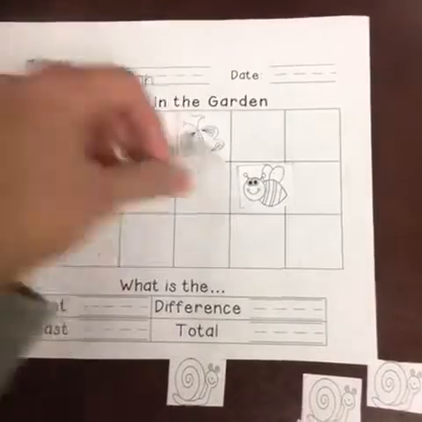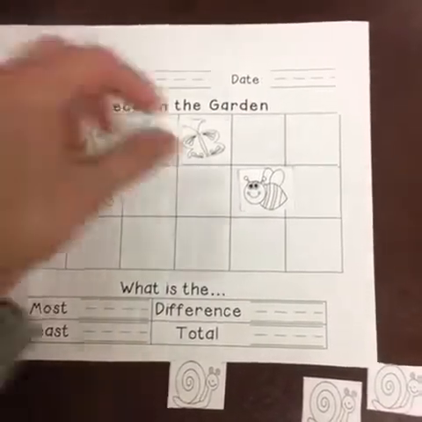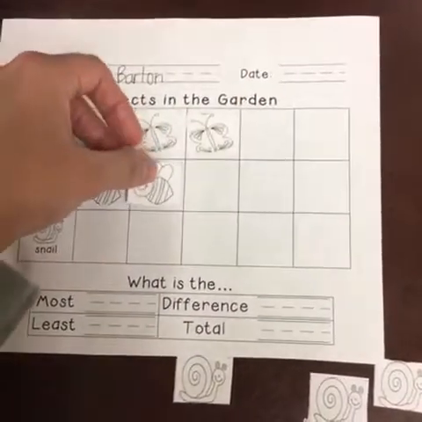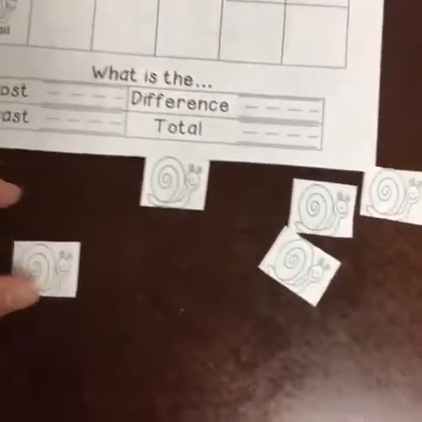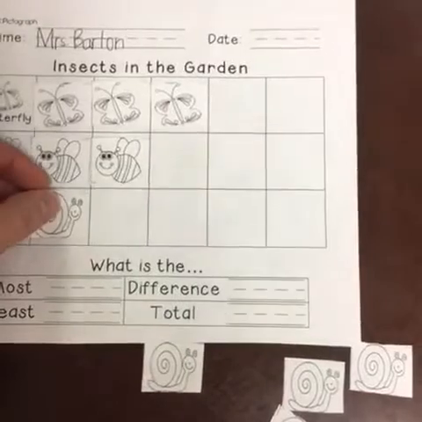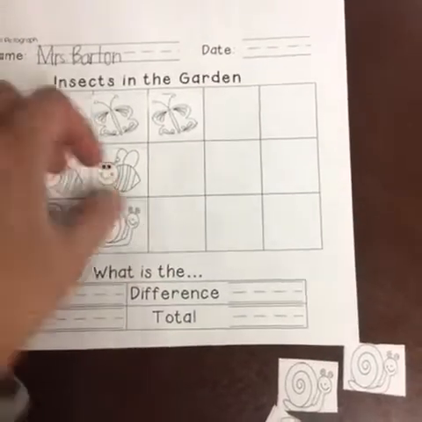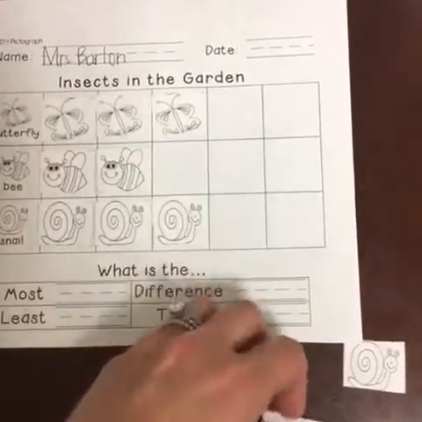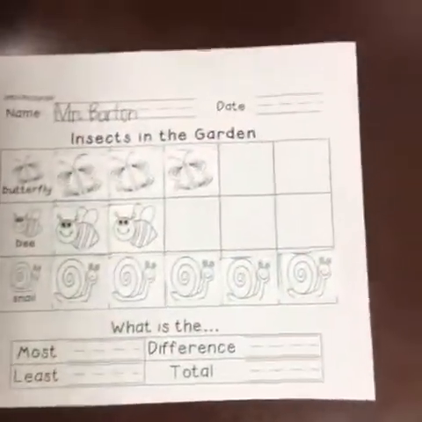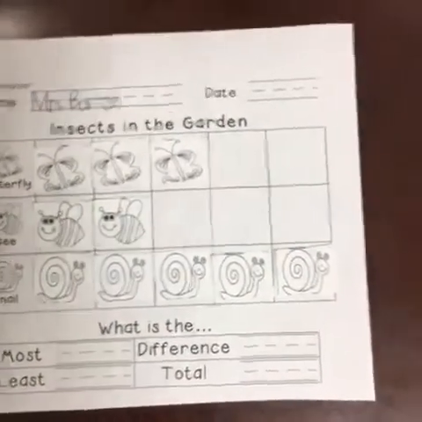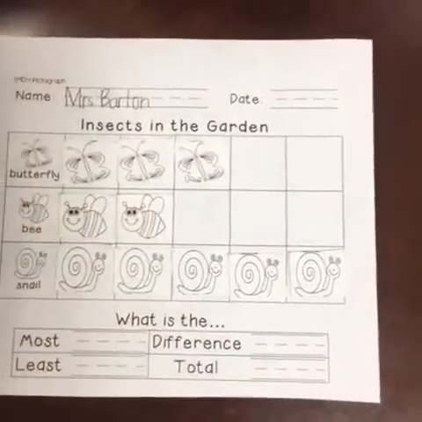No, we always have to start by the key, right? And we work our way across. Okay, so I have 2 bees, and then now I have my snails left. So I'm gonna go ahead and put my snails on there. Okay. So now, even though I'm using pictures, it also kind of made like a bar graph, right?